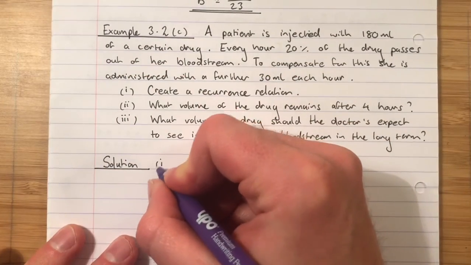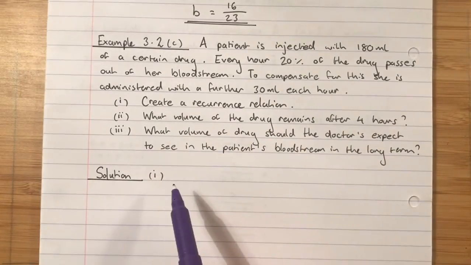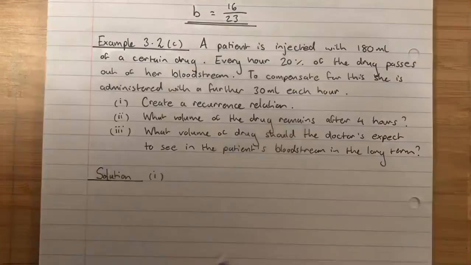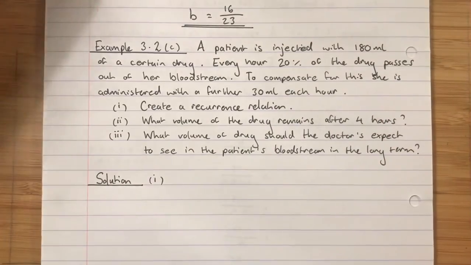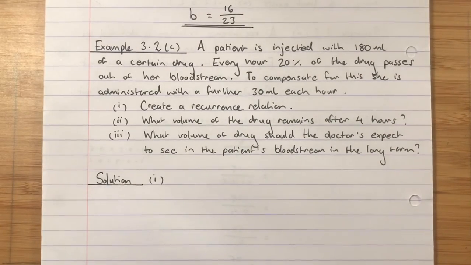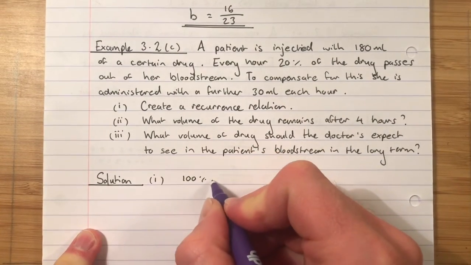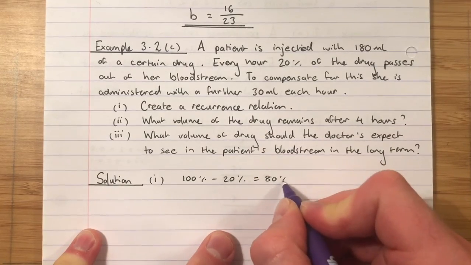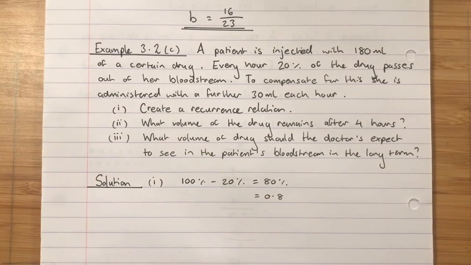Part one. Well, she's injected. To get the first bit of the recurrence relation, we're always looking for the percentage. We're looking for the thing that's gone up and down by a percentage or a fraction. So 20% of the drug passes out of her bloodstream. So is it going up or down by 20%? You should be saying down by 20%. So 100% is what we start with. And it goes down by 20%. So that leaves us with 80%, which is equivalent to 0.8 as a decimal.